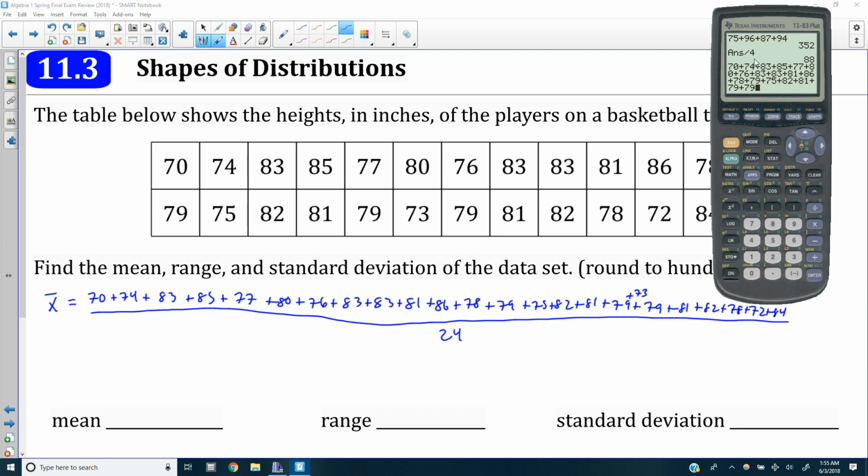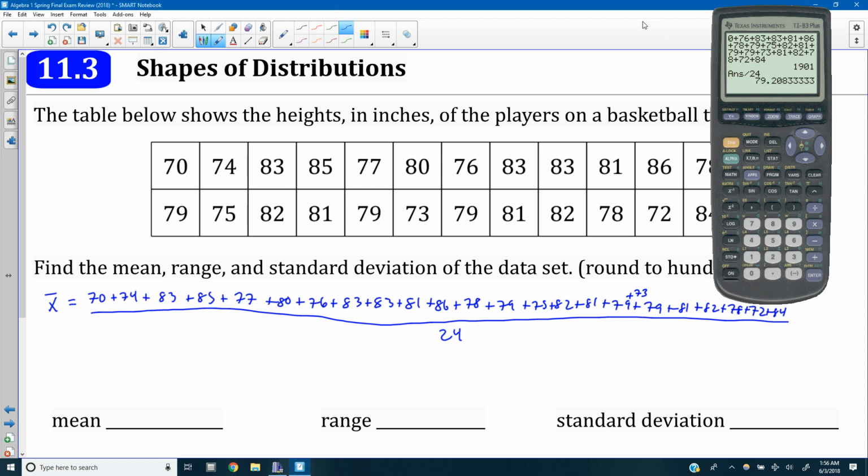Oh boy, yeah, that's scary. Plus 73. Maybe I should really count them next time, you know? Plus 81, plus 82, plus 78, plus 72, plus 84. This is all going to be divided by 24, which is 79.2083 repeating.